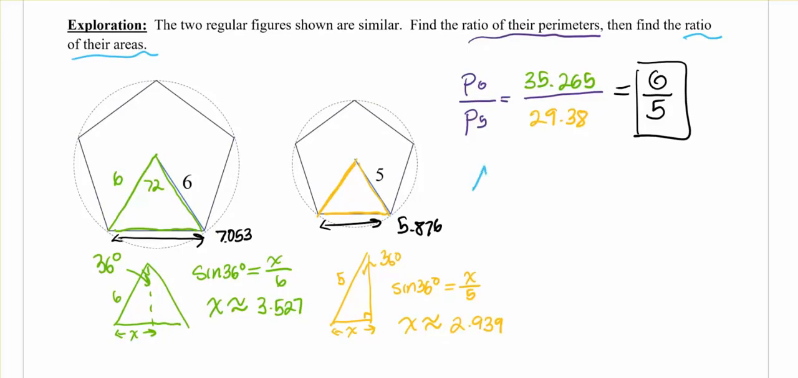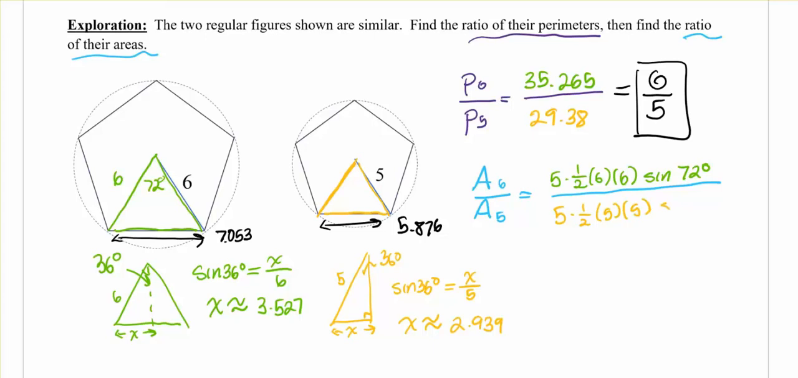Next, let's find their area. So the area of the one with the 6 radius and the area of the one with the 5. And let's do this a little bit differently. I'm actually going to use the formula we did earlier, where I just need the angle between the sides. So there's 5 of these triangles, and each area is 1/2 times 6 times 6 times the sine of the angle between them, which is 72. And the same thing for the orange one here. There's 5 of those triangles, and the area is 1/2 times 5 times 5 times the sine of the angle between them.